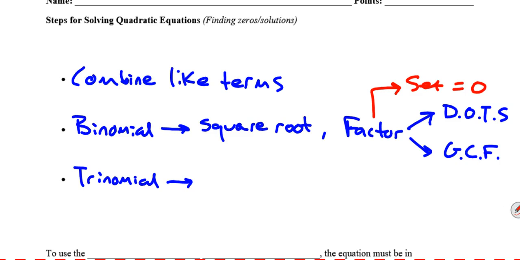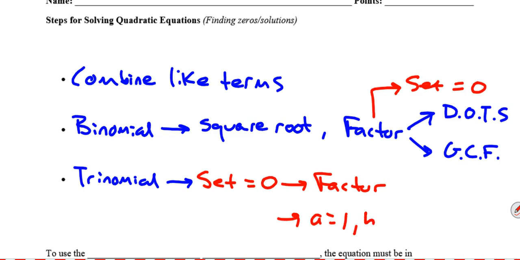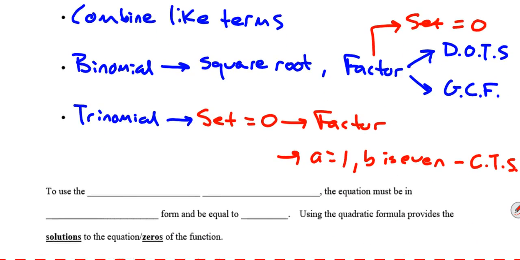If it's a trinomial, you can try to factor it first. Actually, let me start over here. You can set it equal to 0 and then try to factor. If it doesn't factor, if a is 1 and b is even, you can do completing the square. So trinomial: set equal to 0 and factor. If it doesn't factor, try complete the square.